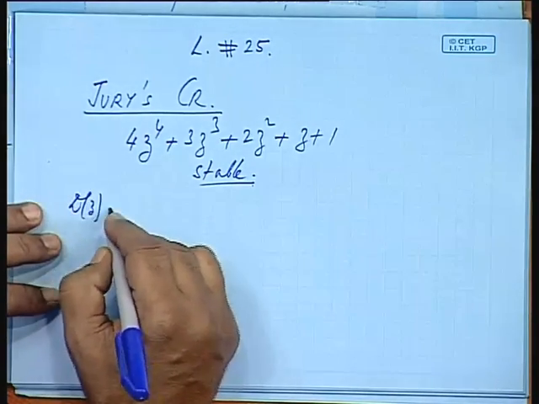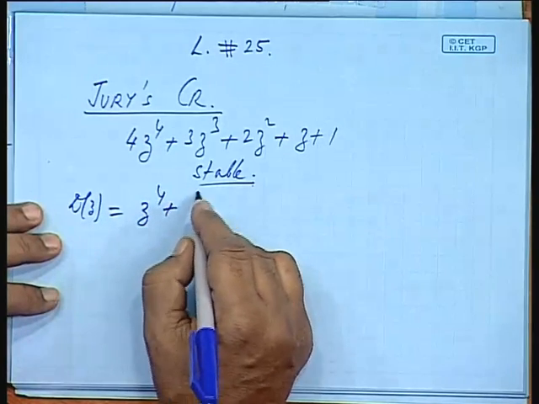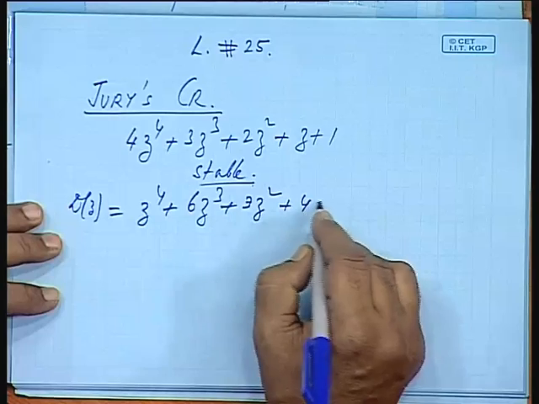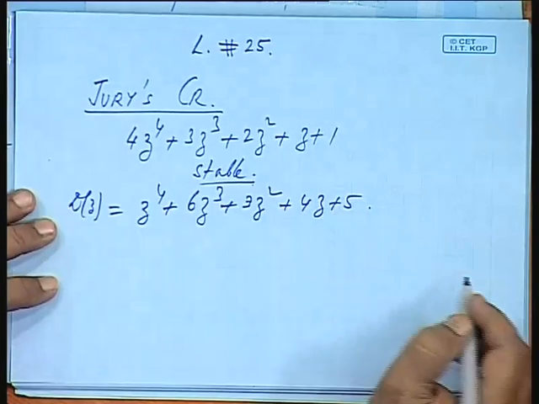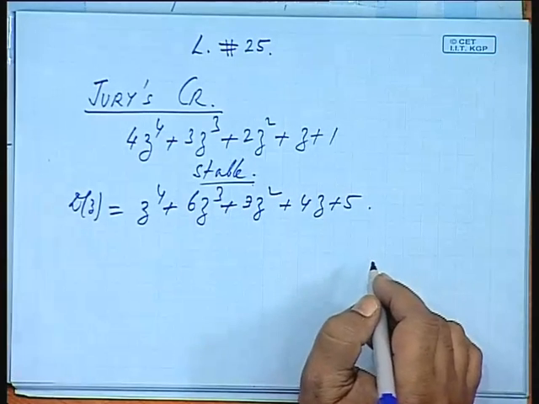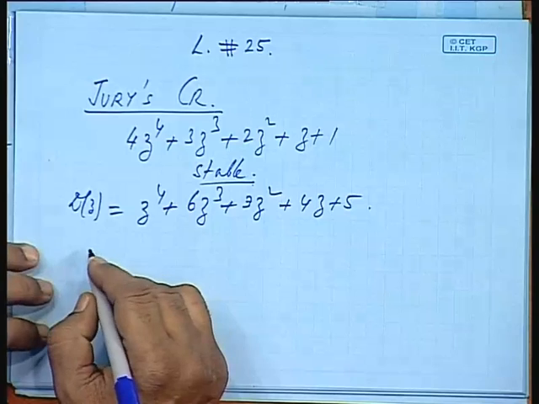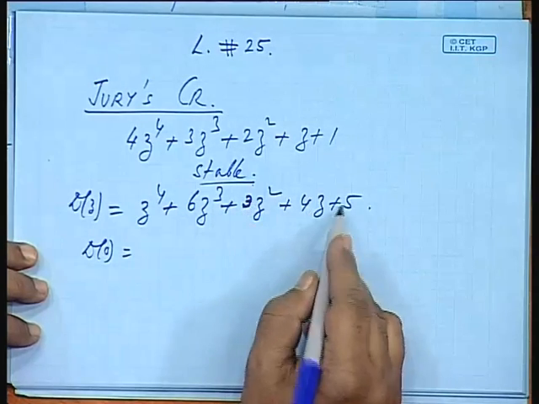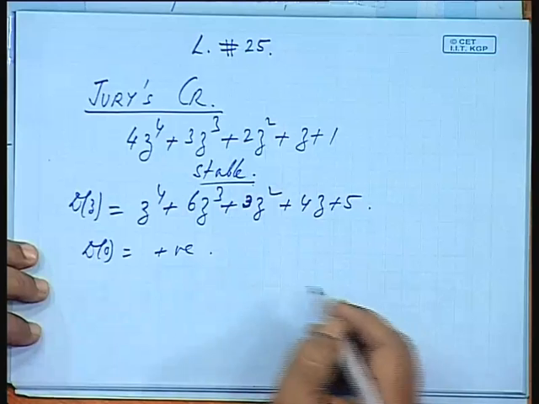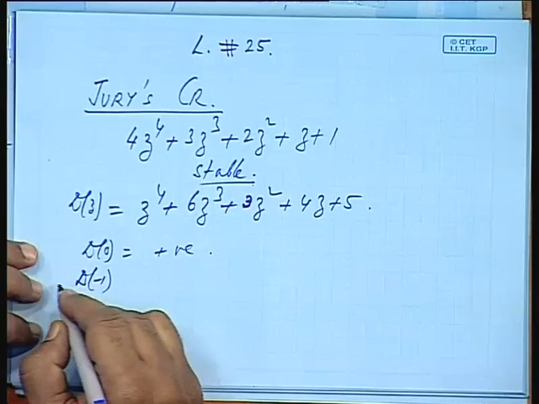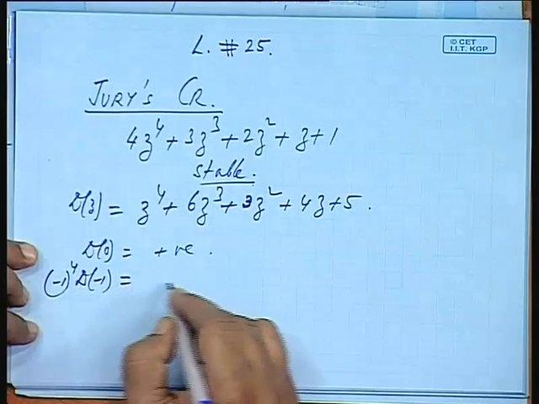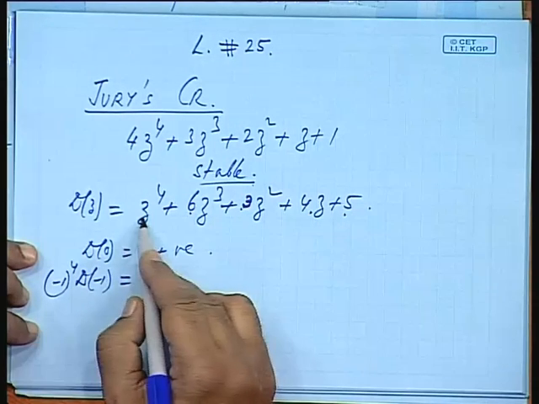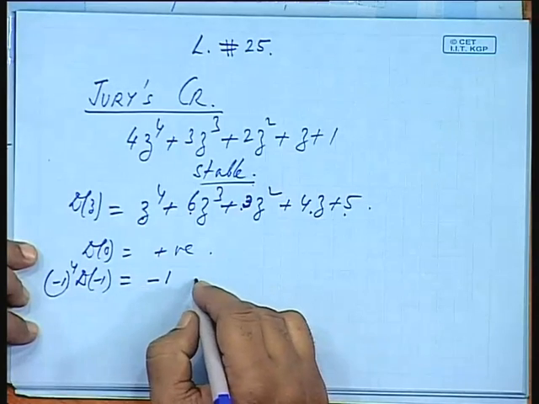Let us have the denominator polynomial as z to the power 4 plus 6z cubed plus 3z squared plus 4z plus 5. Is the system stable? First you apply the condition D(1). It is 1 plus 6 plus 3 plus 4 plus 5, so it is positive. What about D(-1) to the power 4? That is 1 minus 6 plus 3 minus 4 plus 5, so that gives you minus 1. So, this condition is violated.